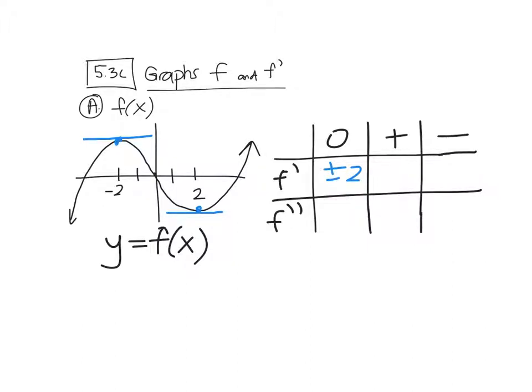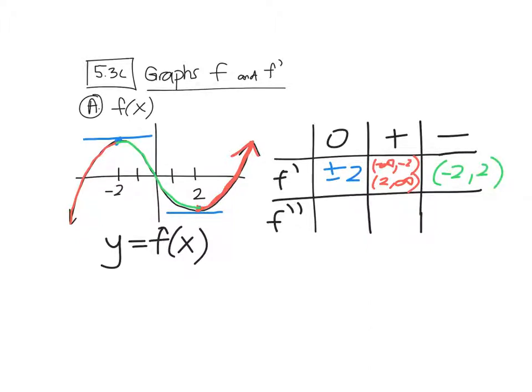Now, where is the derivative positive? The derivative is positive on intervals of increasing. That's where the slopes of all of my tangents would be positive slopes. So there and also over here. That would be from -infinity to -2, and then from 2 to infinity. Where is the first derivative negative? That would be where your graph is decreasing. So that would be -2 to 2. Okay, not so bad, right?